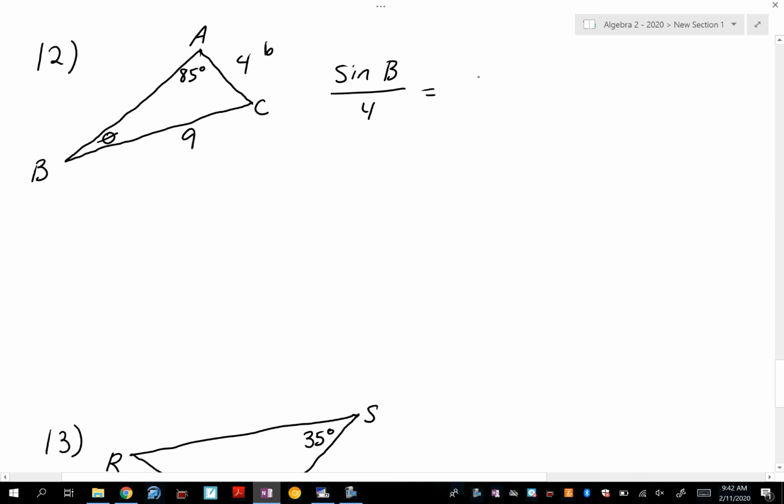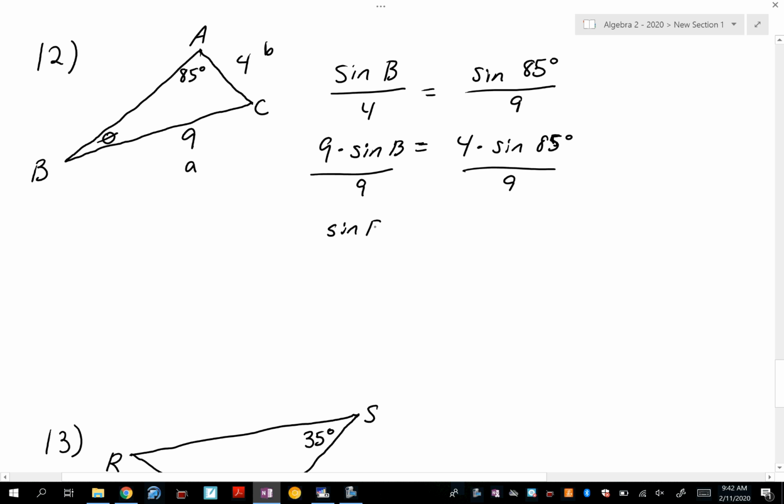So sine B over 4 equals the sine of angle A, which I know is 85 degrees, over side length BC, which is across from that angle, which is letter A. So that's going to be 9. If I use my cross products, I get 9 times the sine of B equals 4 times the sine of 85 degrees. Divide both sides by 9. You get the sine of B equals 4 times the sine of 85 degrees over 9.